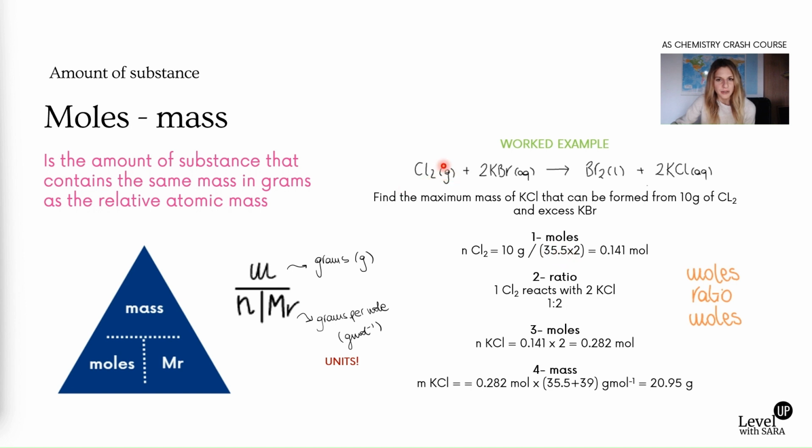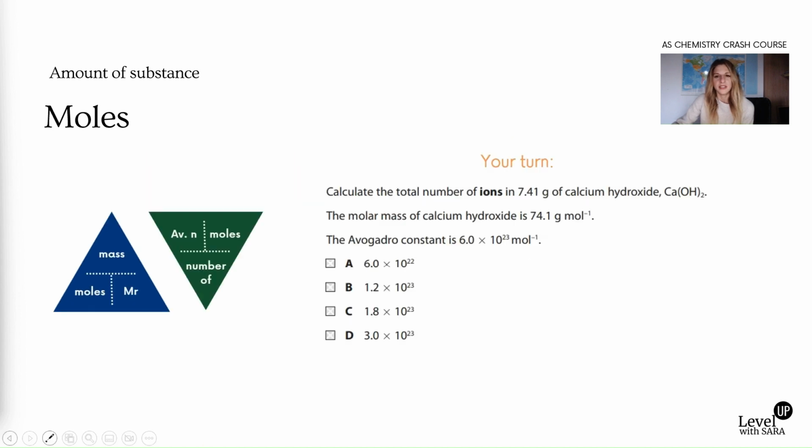For a diatomic molecule, remember that we have 2 atoms, so in this case it would be the chlorine times by 2. And we get the moles. Ratio: for 1 chlorine, we get 2 potassium chloride. Okay, you know this by the balancing of the equation, always the big number when we're comparing different substances. So we can find the moles again by timesing it by 2, and then the mass by rearranging this equation, doing moles times the MR. MR, you can find it separately or all together in the equation, as you prefer, and we will get the mass. Okay, so I hope this is clear, and now it's your turn.